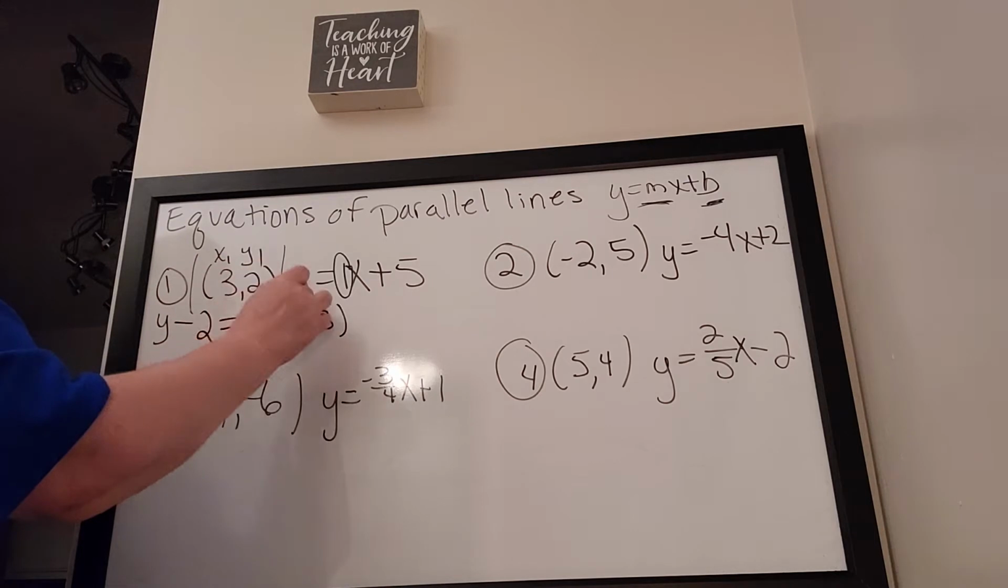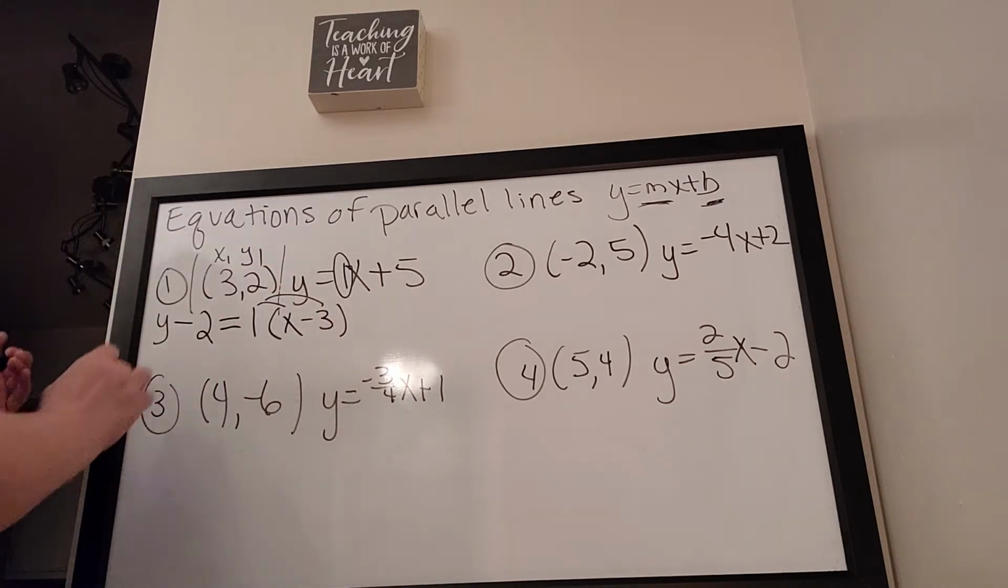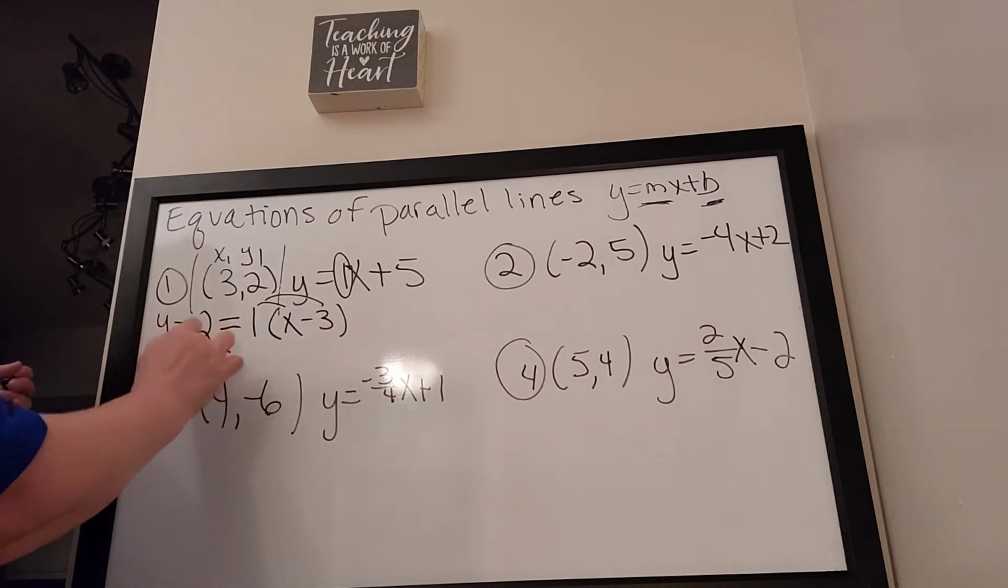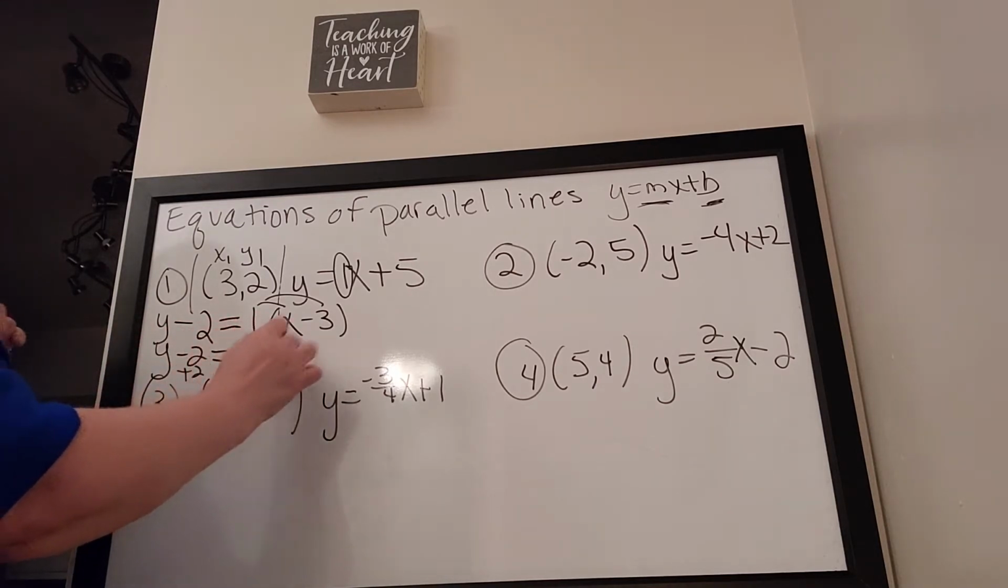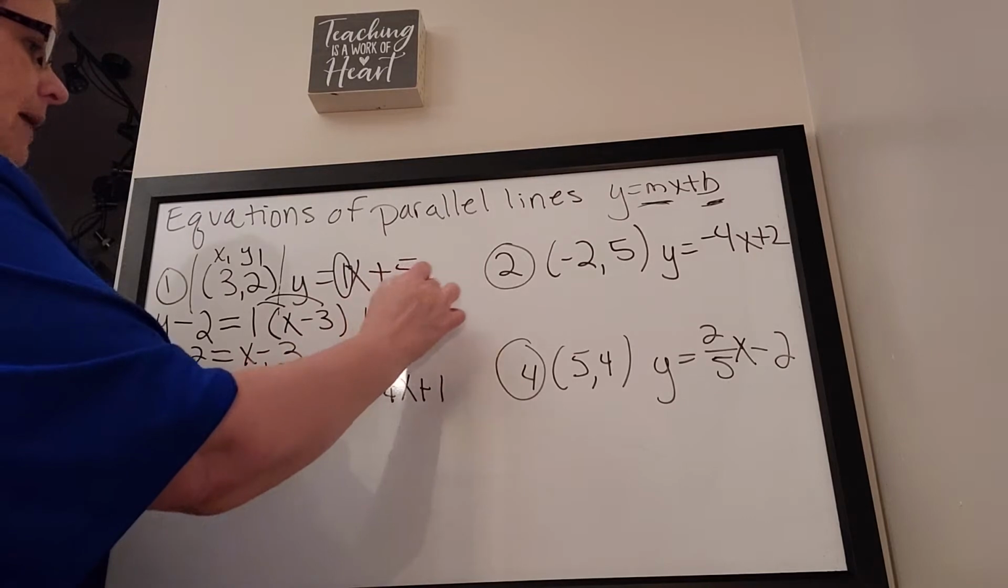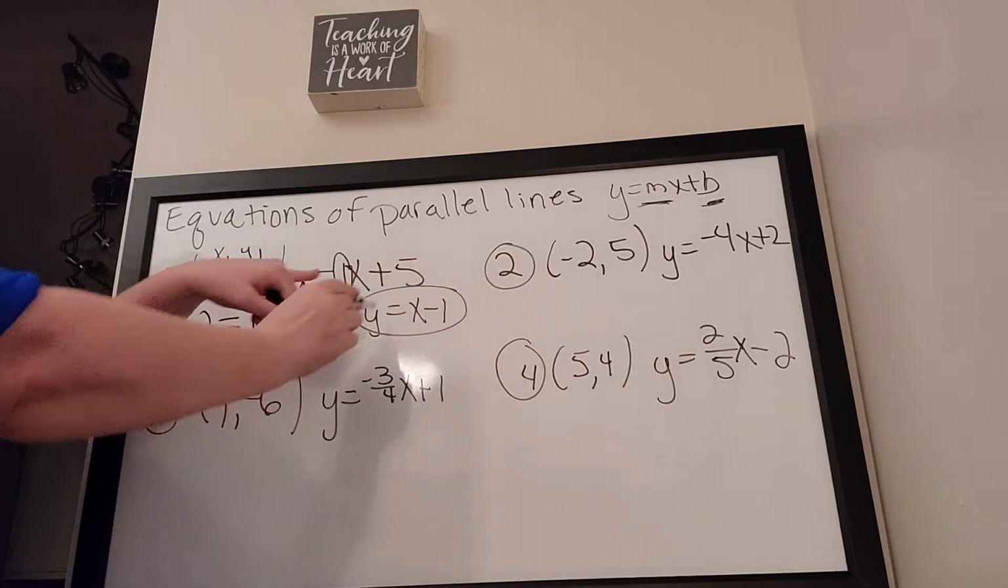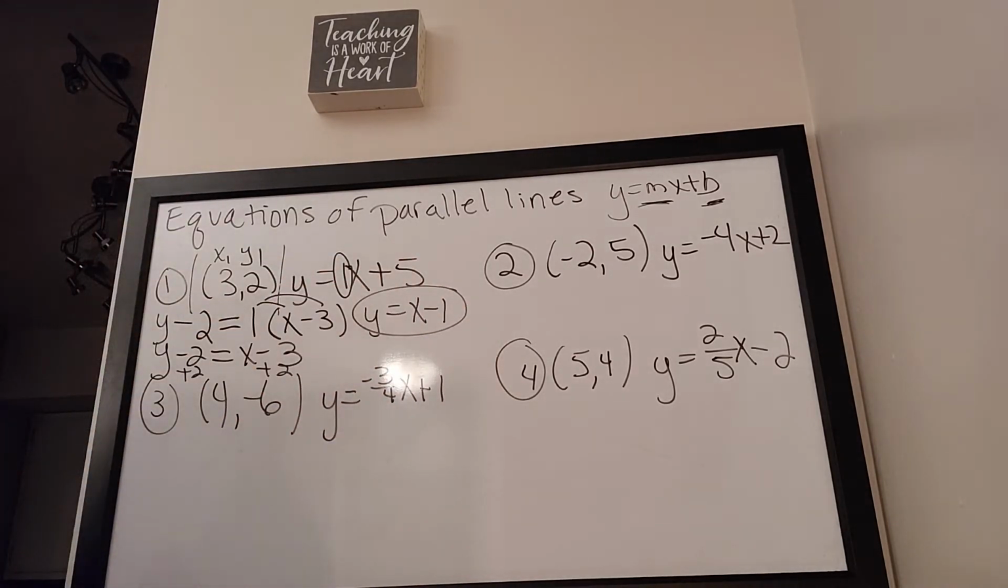So distribute first, which 1 times that is going to give us the same thing. So y minus 2 equals x minus 3. I need y by itself, so add 2 to both sides. Y equals x minus 1. Both have slope of 1, so that is correct.